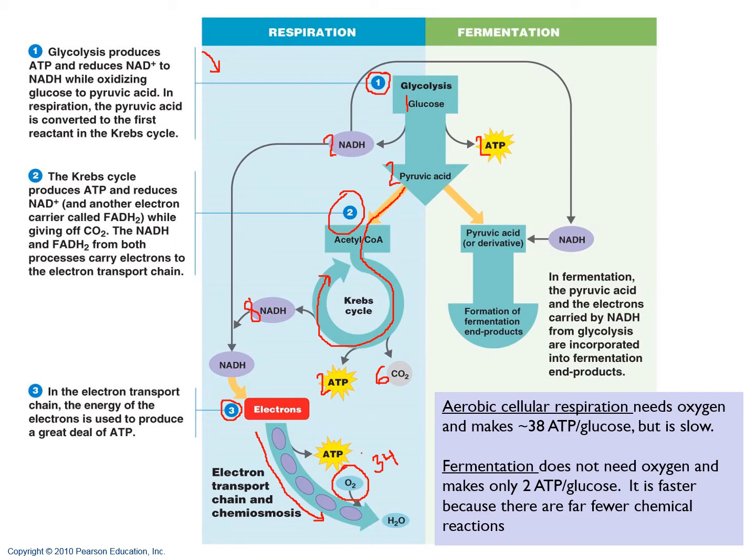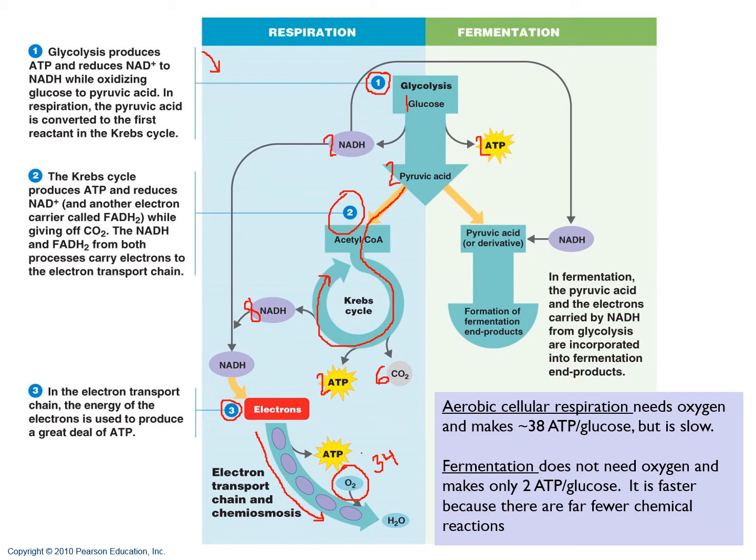This is why when people, for example, have a stroke or a heart attack and blood flow to part of the brain or to the heart is blocked, the cells die. They do aerobic cellular respiration, and without oxygen, the whole process stops. The cell can't make ATP and it dies.